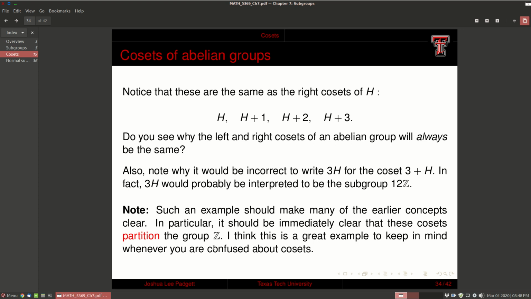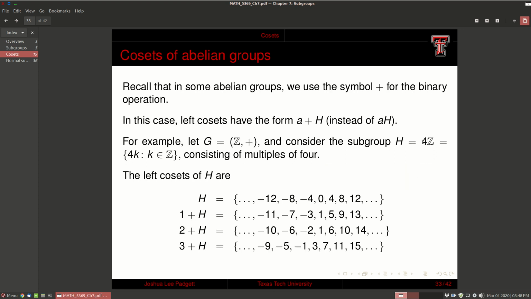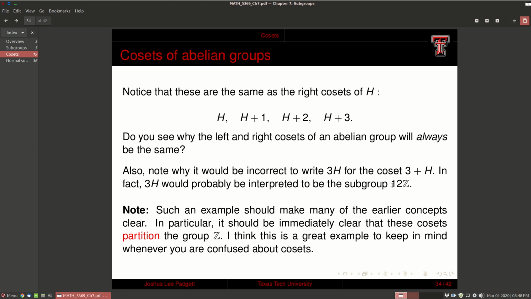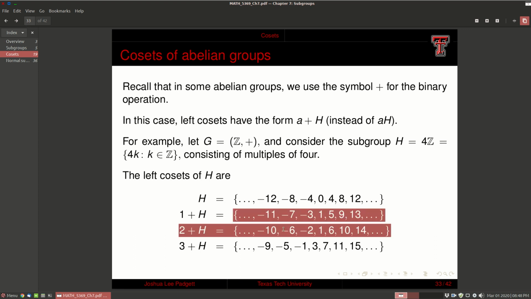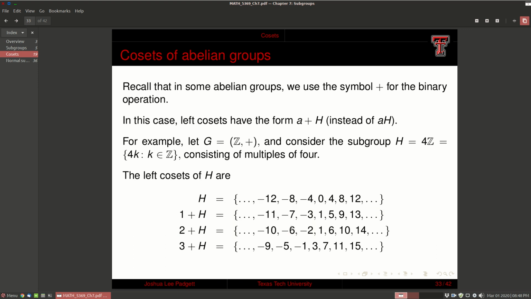Similarly, the reason that I don't write something like 3H instead of 3 plus H is because since H was 4Z, maybe you're tempted to think that I mean 12Z, all the things divisible by 12. Now, moving forward we'll actually see, look, this is all the things where I get remainder 0, remainder 1, remainder 2, and remainder 3. That looks a lot like Z sub 4, right? The integers modulo 4.